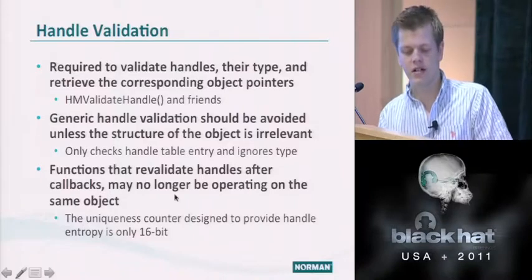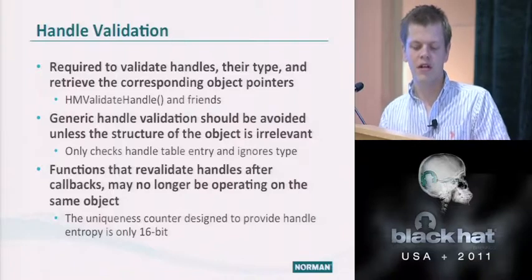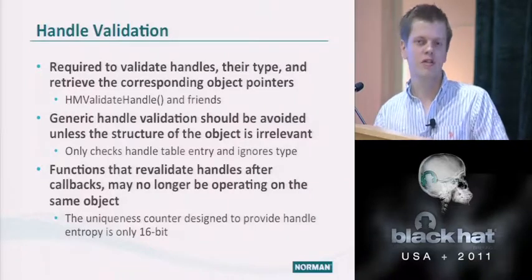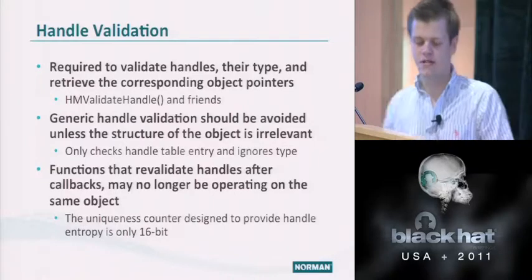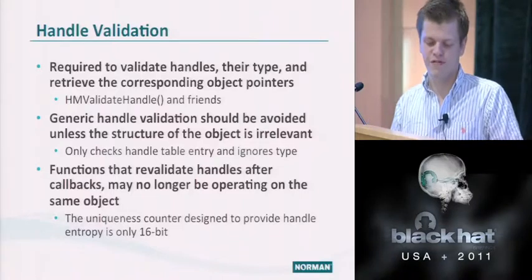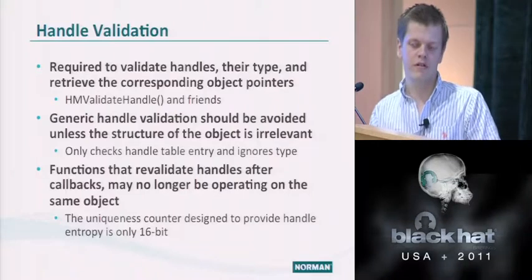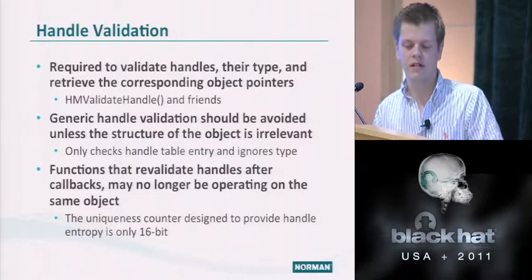And like I said, functions that revalidate handles after callbacks may no longer operate on the same object, because the uniqueness count to provide the handle entropy is only 16 bits. So, by freeing and allocating a sufficient number of times, you could fool the kernel, or fool Win32k, into thinking that it still operates on the same handle.